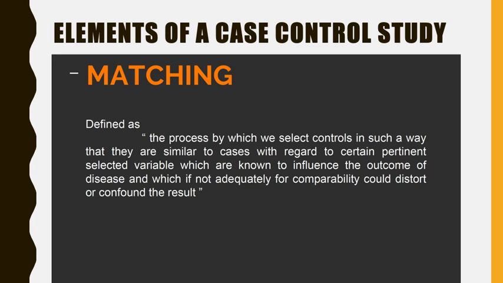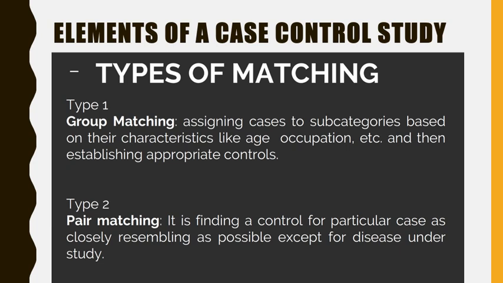Now, matching is the process by which we select controls in such a way that they are similar to cases with regard to certain outcomes and variables. This means like socio-demographic characteristics such as your age, your race, your gender, your political background, your religious affiliation, your educational background, your occupation, and so on. These are all known to influence the outcomes of disease. Think about the social determinants of health and how education and income affect whether or not you develop certain diseases. So we have to control for these things, or else we may get false positives.